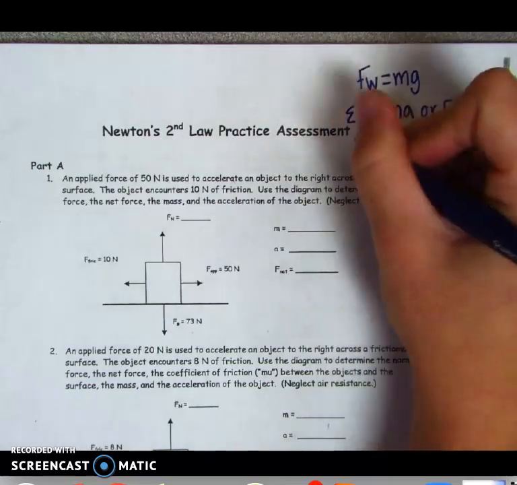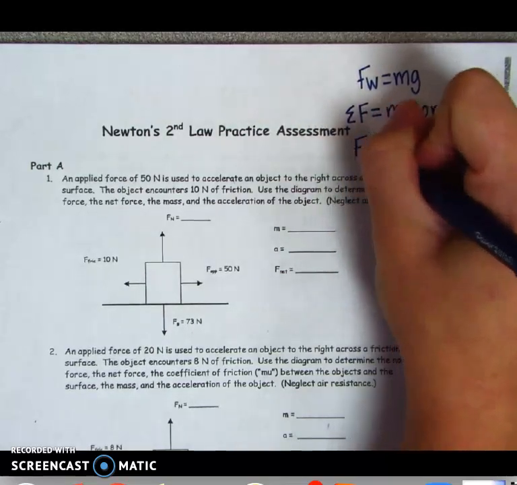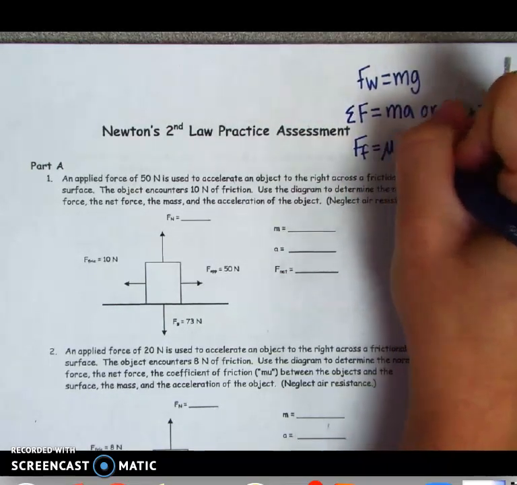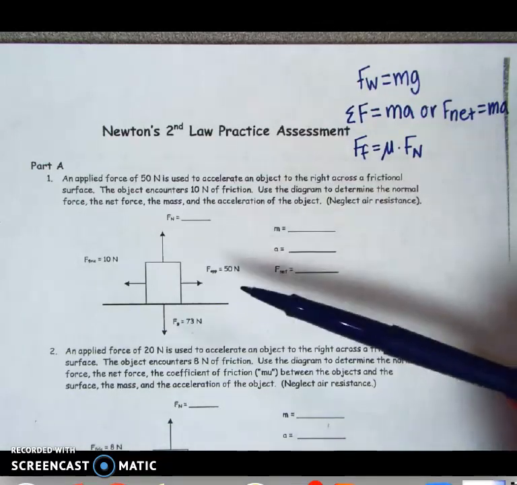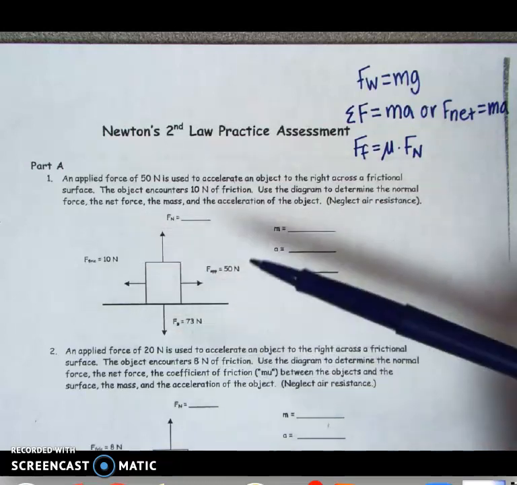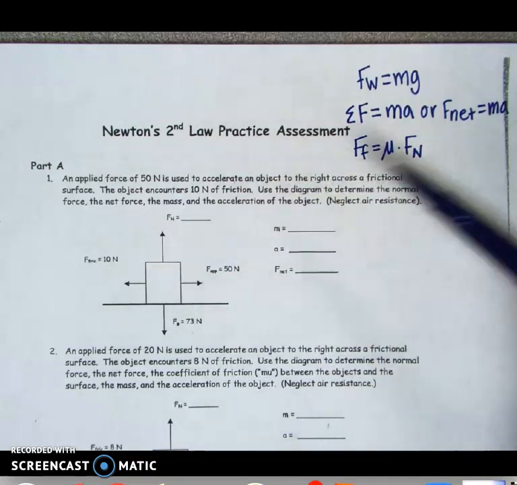And also we need to know that our frictional force is equal to mu times the normal force. So these are three equations that we need to know when working out problems on this practice. So the first thing we need to do is, if we read number 1, we see that we are looking for the normal force, net force, mass, and acceleration.